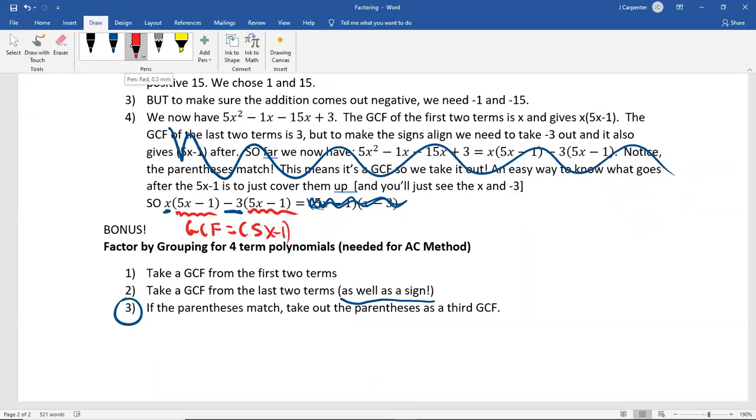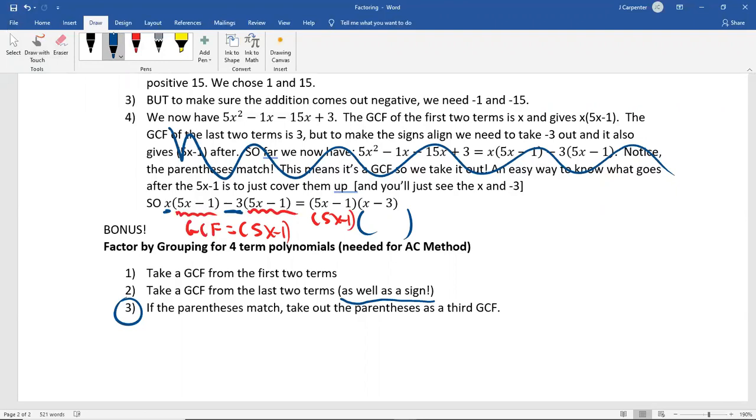So whenever you have a GCF, you write it first, then you open another parentheses and you write what's left over. And after you write what's left over, it turns out this is what you get. So here's your GCF of your 5x minus 1. Then you open up your parentheses.